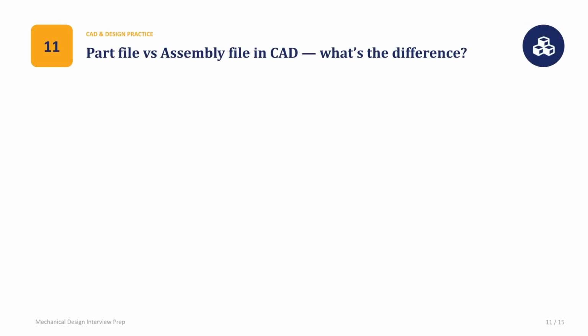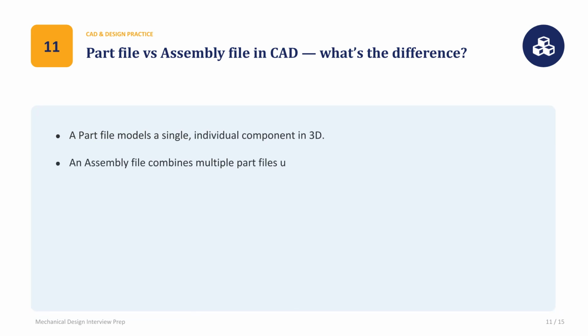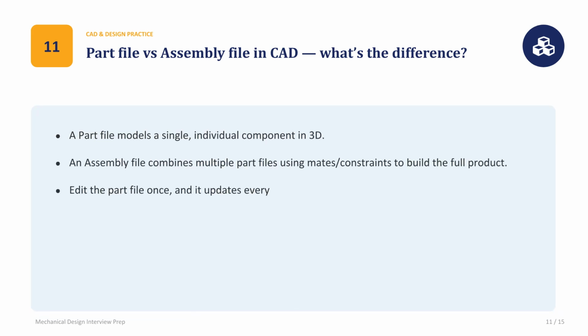Question 11. Part file versus assembly file. A part file is one individual 3D component. An assembly file combines multiple parts using mates or constraints to build the full product. Edit the part once, and it updates everywhere it's used.